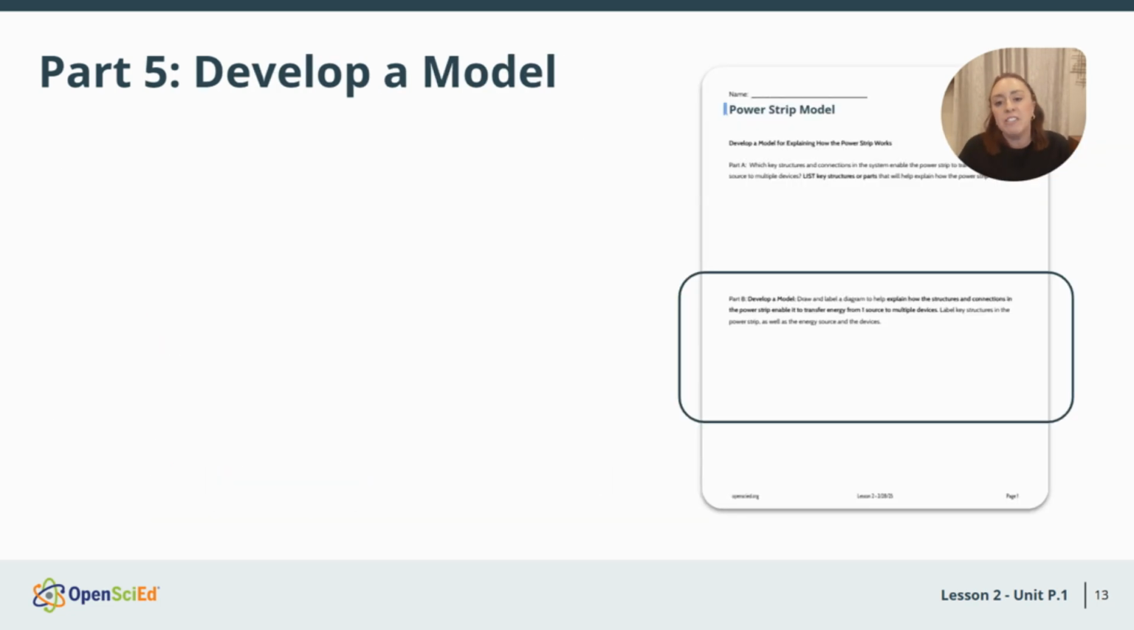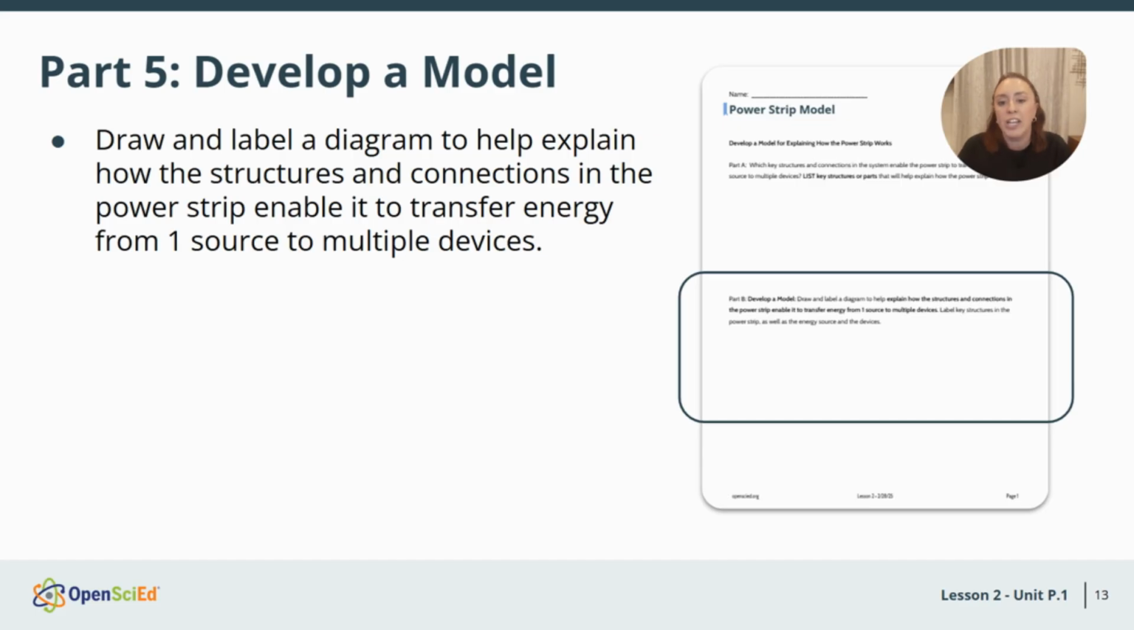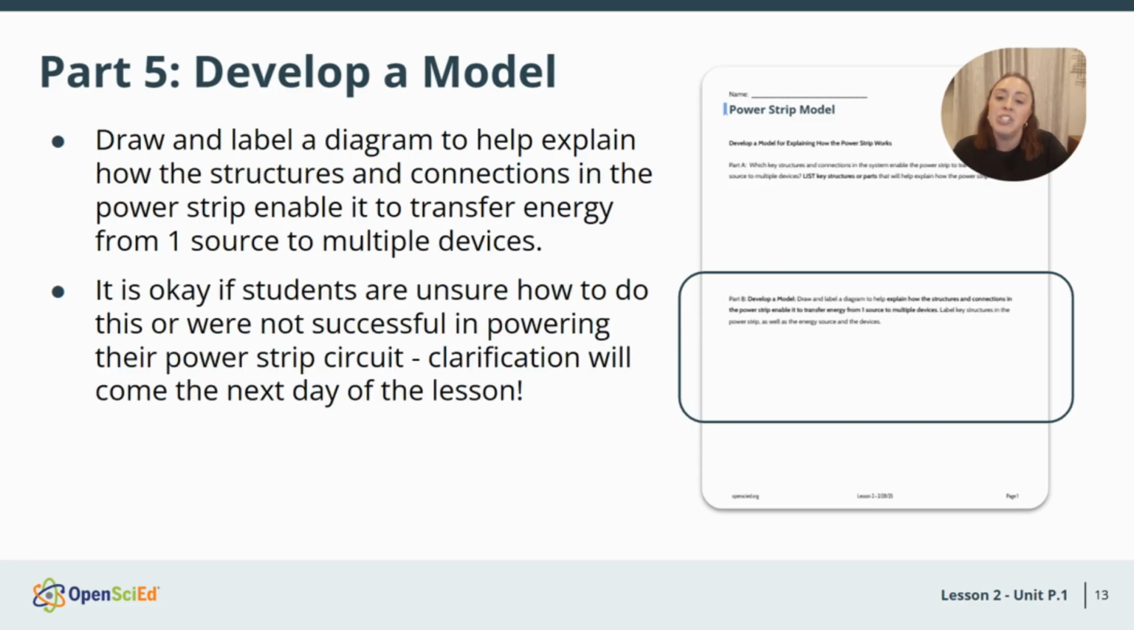From here, students are going to develop a model to try to explain how these structures work. And this is in the second half of the handout that they're using through this investigation. And it is okay here if students are unsure how to create this model or why their connections were a certain way, or even if they were unsuccessful in powering the strip at all. All of this is okay. They're going to just put their current thinking down on their sheet, as clarification will come in the next day of this lesson.